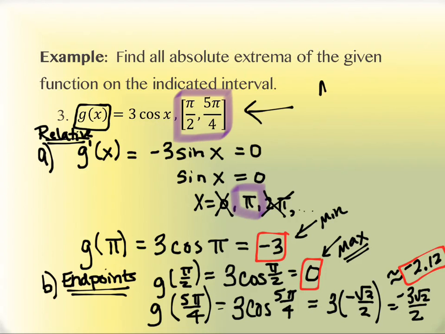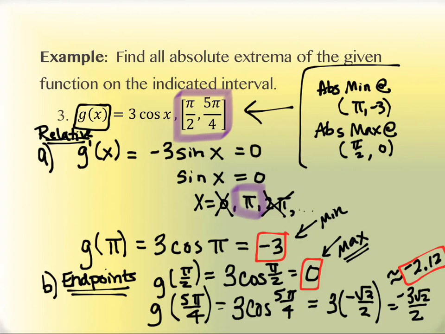Well, my answer is that I have an absolute, and I'll abbreviate it ABS, an absolute minimum at pi, negative 3, right? The x value is pi, the y value is negative 3. And I have an absolute maximum at pi halves, 0. And that's the answer you give when you're done. And you have to test both the endpoints and the relative extrema to get both those pieces of information.